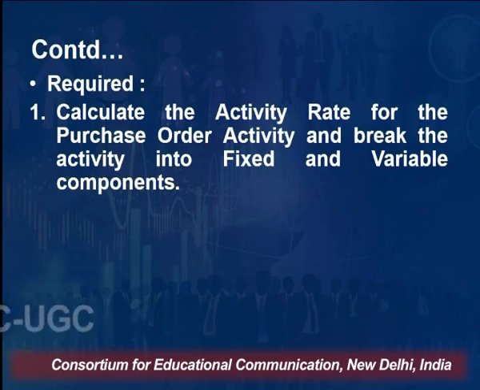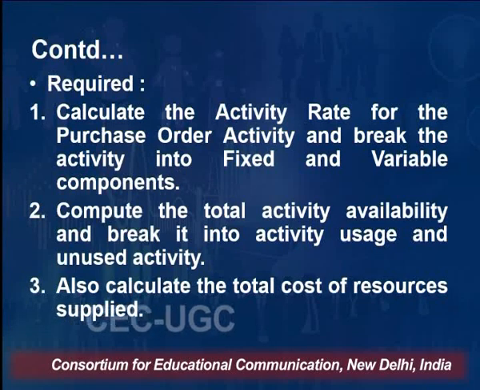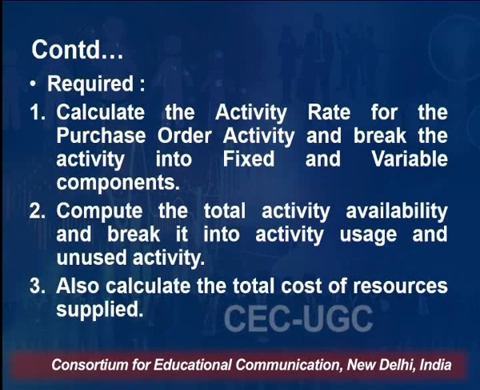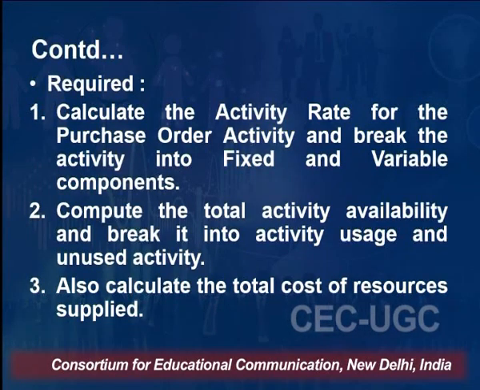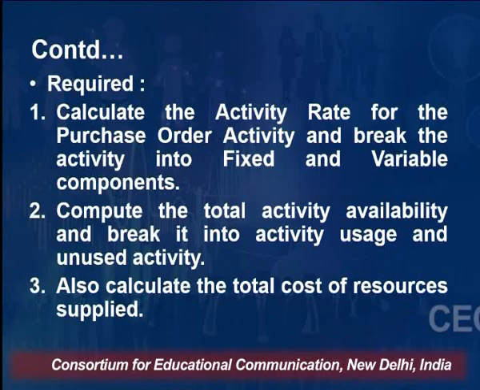After that, we have to compute the total activity availability, and then again they expect from us to offer a segregation of activity usage and unused activity, that is how much you used and what is the unused activity. So we also have to calculate the total cost of resources supplied. With these three requirements, we have to attempt this question, right? So the cost driver is already known to us. Now we shall be proceeding with the solution of this question.